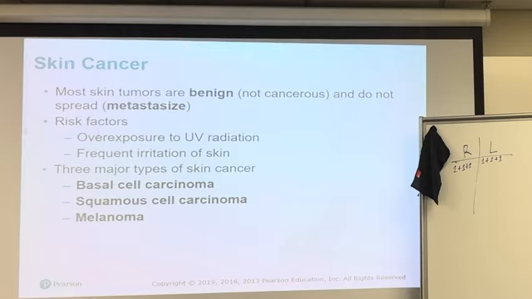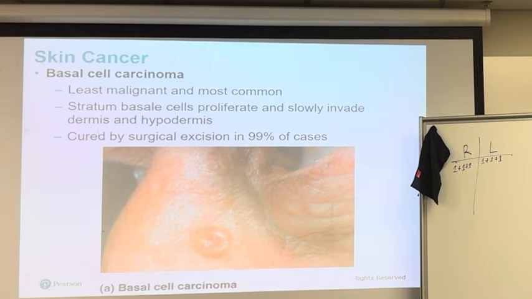So, do you know what is the main important reason for skin cancer? Is it genetics or something else? The most important reason is the what? Overexposure to UV rays. Okay, so make sure you wear your sunscreen. Also frequent irritation of the skin. So we have three different types of skin cancer: basal cell carcinoma, squamous cell carcinoma, and melanoma. So when we say basal cell carcinoma, what do we mean by that?